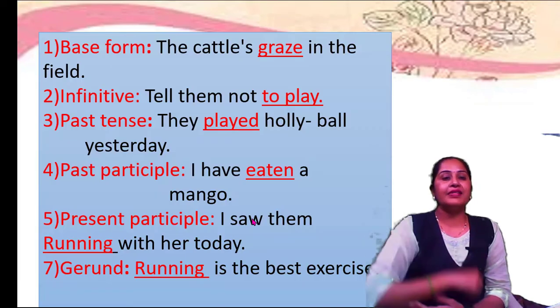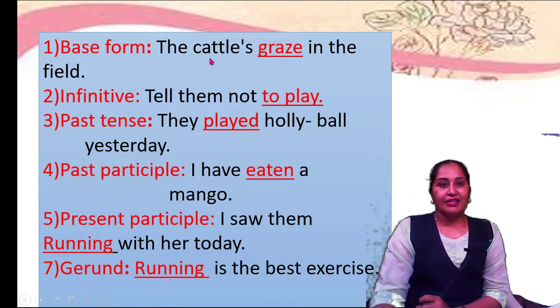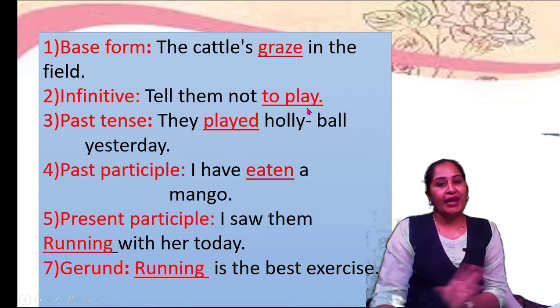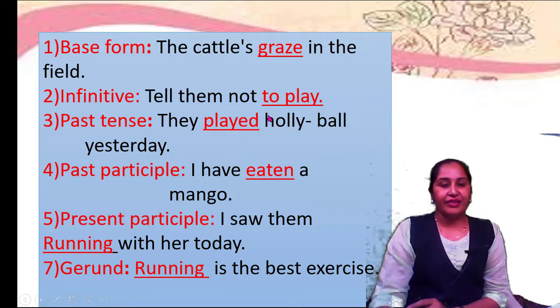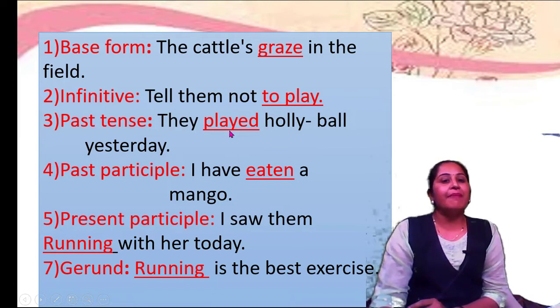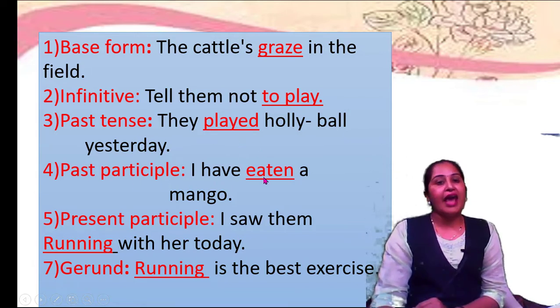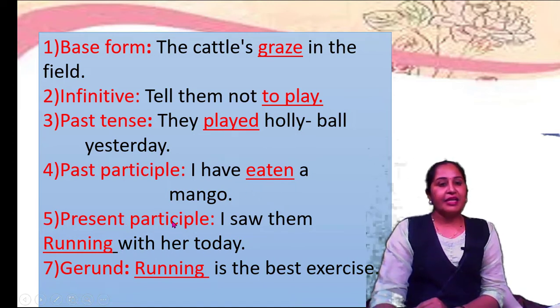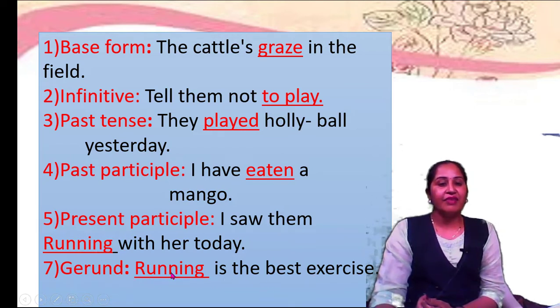See some examples. Base form: the cattle gaze in the field. Gaze is here the base form, cattle are the subject. Infinitive: tell them not to play. To play is here the infinitive. We add to before a verb, and it is known as infinitive. Past tense: they played volleyball yesterday. Played is here the past tense. Past participle: I have eaten a mango. Eaten is here the past participle. Present participle: I saw them running before. Running is the present participle, the action is going on. Gerund: running is the best time. You know that for gerund, we add verb plus ing.